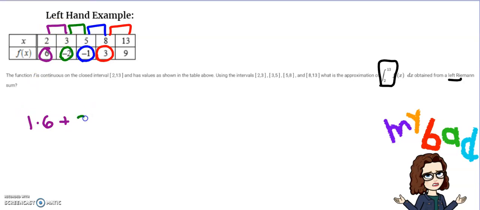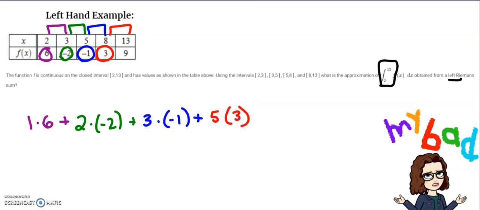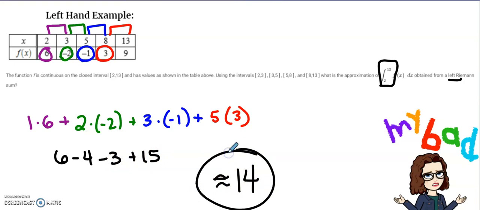The green one has a width of 2 and a height of -2. The blue one has a width of 3 and a height of -1. And the fourth one has a width of 5 and a height of 3. So we're looking at 6 minus 4 minus 3 plus 15. 6 minus 4 is 2. Minus 3 is -1. Plus 15 should be approximately 14.